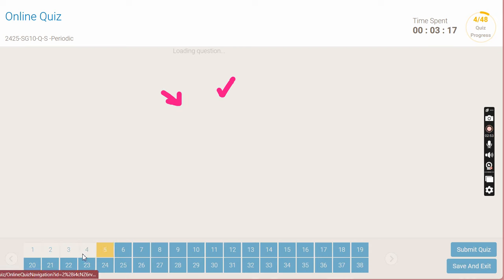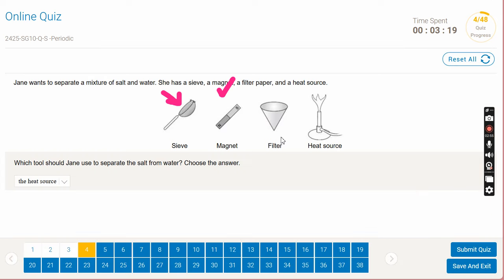Usually, the filter is used for objects that do not dissolve, right? So just keep that in mind. The filter is used for particles that do not dissolve.